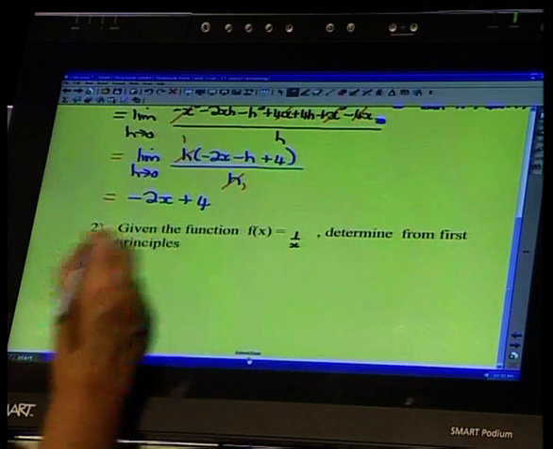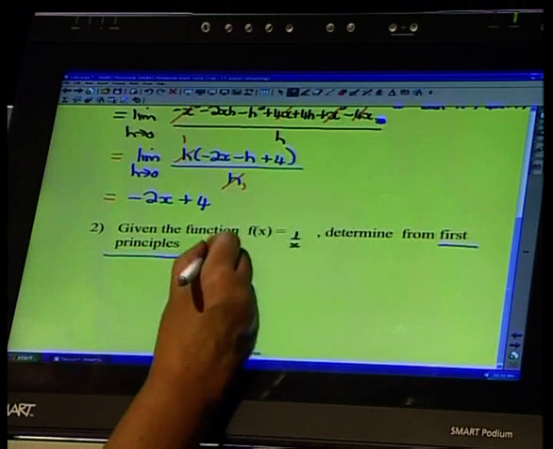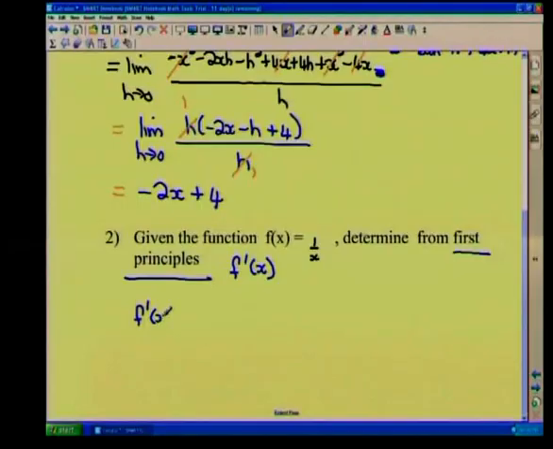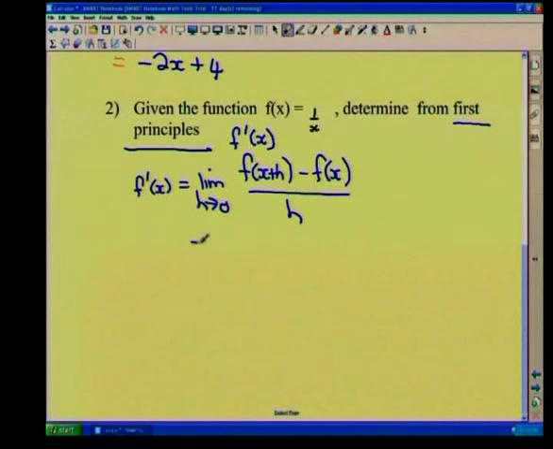Right, this next one says, given the function f of x equals 1 over x, determine from first principles f dashed x. Okay? Right, so f dashed x, remember, is the limit as h tends to naught of f of x plus h minus f of x over h. Okay, now the next thing we're going to do is go on the side here and say f of x is 1 over x. So let's see what f of x plus h would look like. Now remember what I said to you, it's just a package, and where there's an x, you're going to put an x plus h. That was really easy.